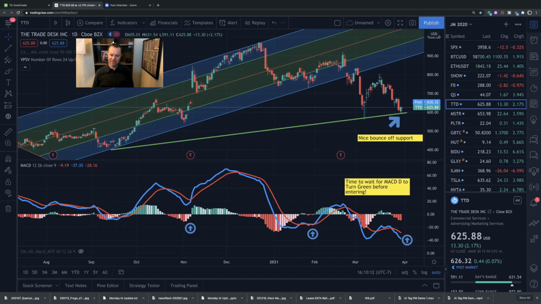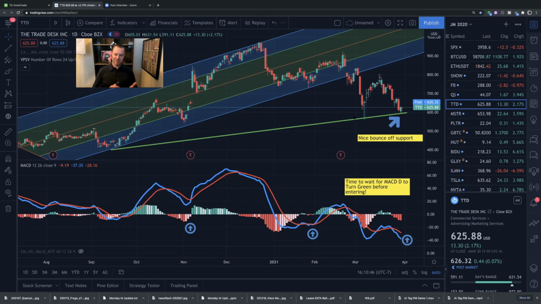You could have got caught in that downdraft if you were in and it gapped down at the market open the next day. And then the entry right now, what we're looking for with TradeDesk, again, I think it's a very good long-term hold. And I'd be looking to perhaps make a little entry here, but I'm going to wait for my RSI to bounce off the strong support level here, which I've drawn, and for this MACD to turn green. So that's all we have from the charts we've looked at today.